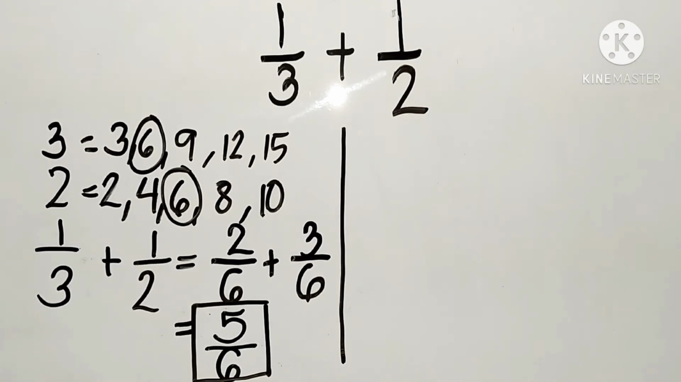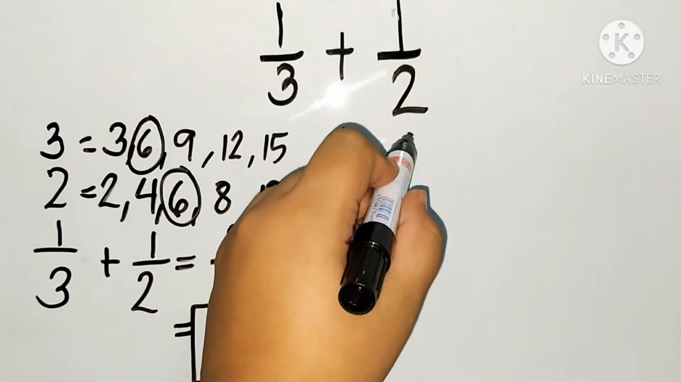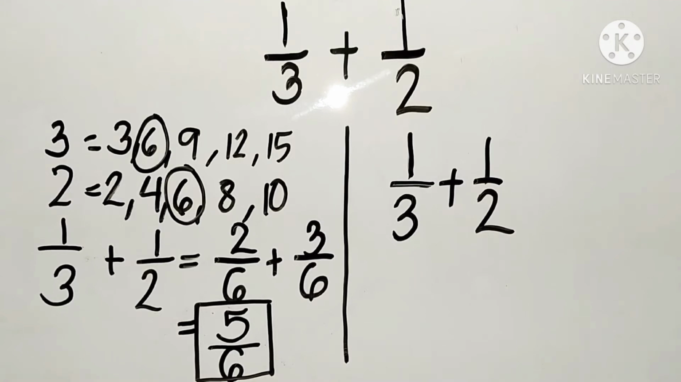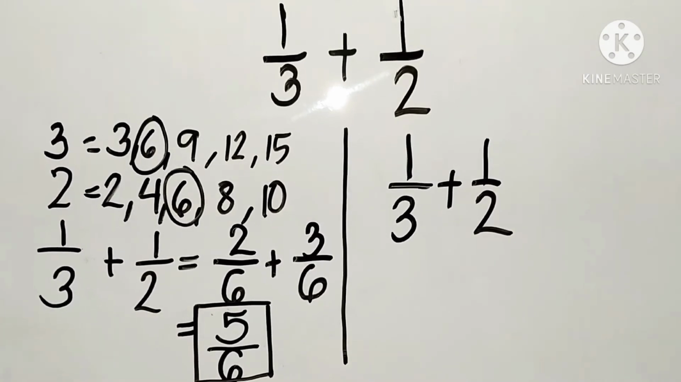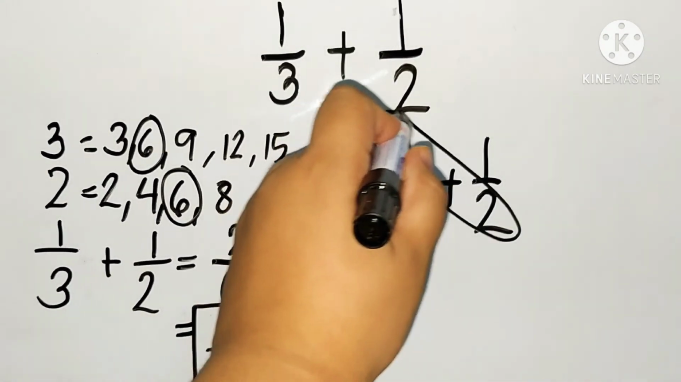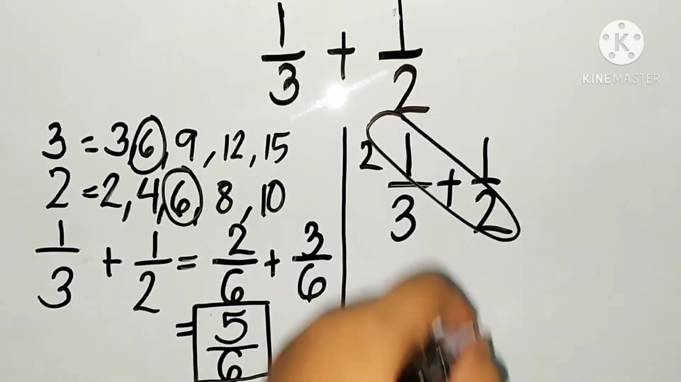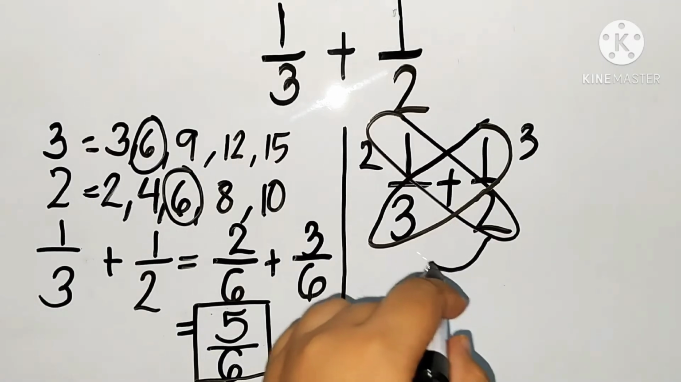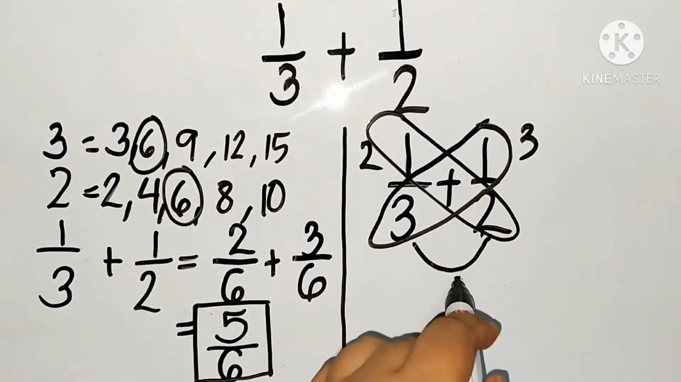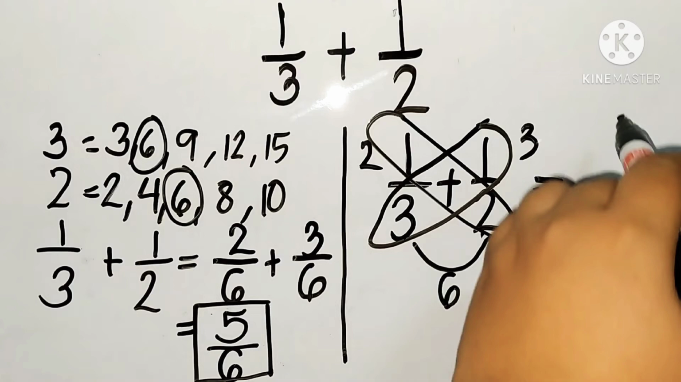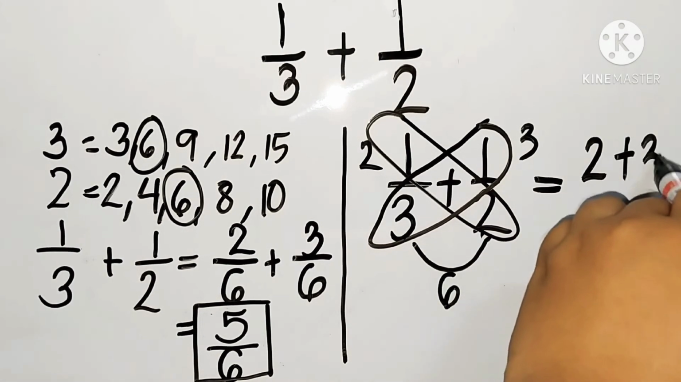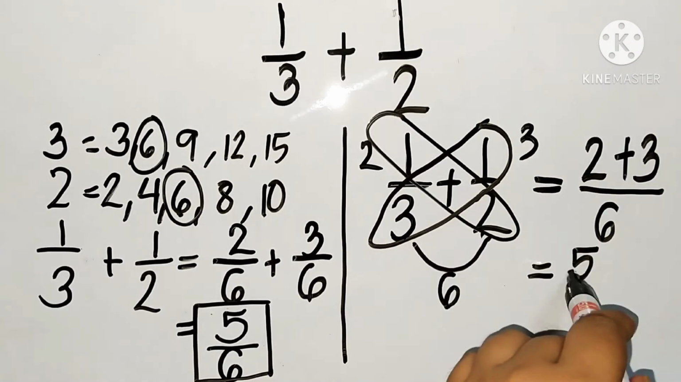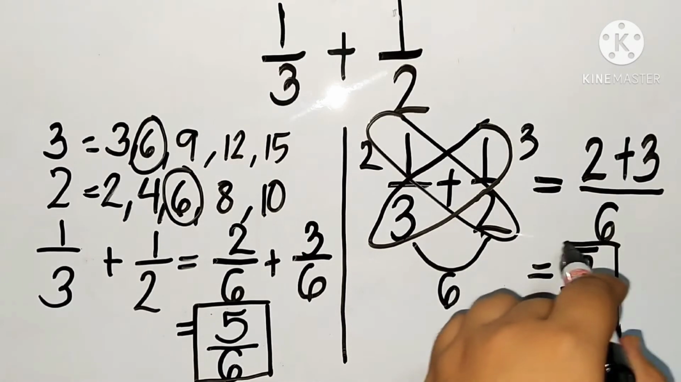So pag butterfly method, ganito naman yun. We have 1/3 plus 1/2. Mag-multiply lang tayo. So itsura nito parang butterfly. So magiging 1 times 2 is 2. 1 times 3 is 3. And then multiply the denominators. 3 times 2 is 6. Tapos isulat nyo sa gilid, 2 plus 3 over 6. And what is 2 plus 3? That is 5 over 6. Ito na ngayon yung sagot natin.